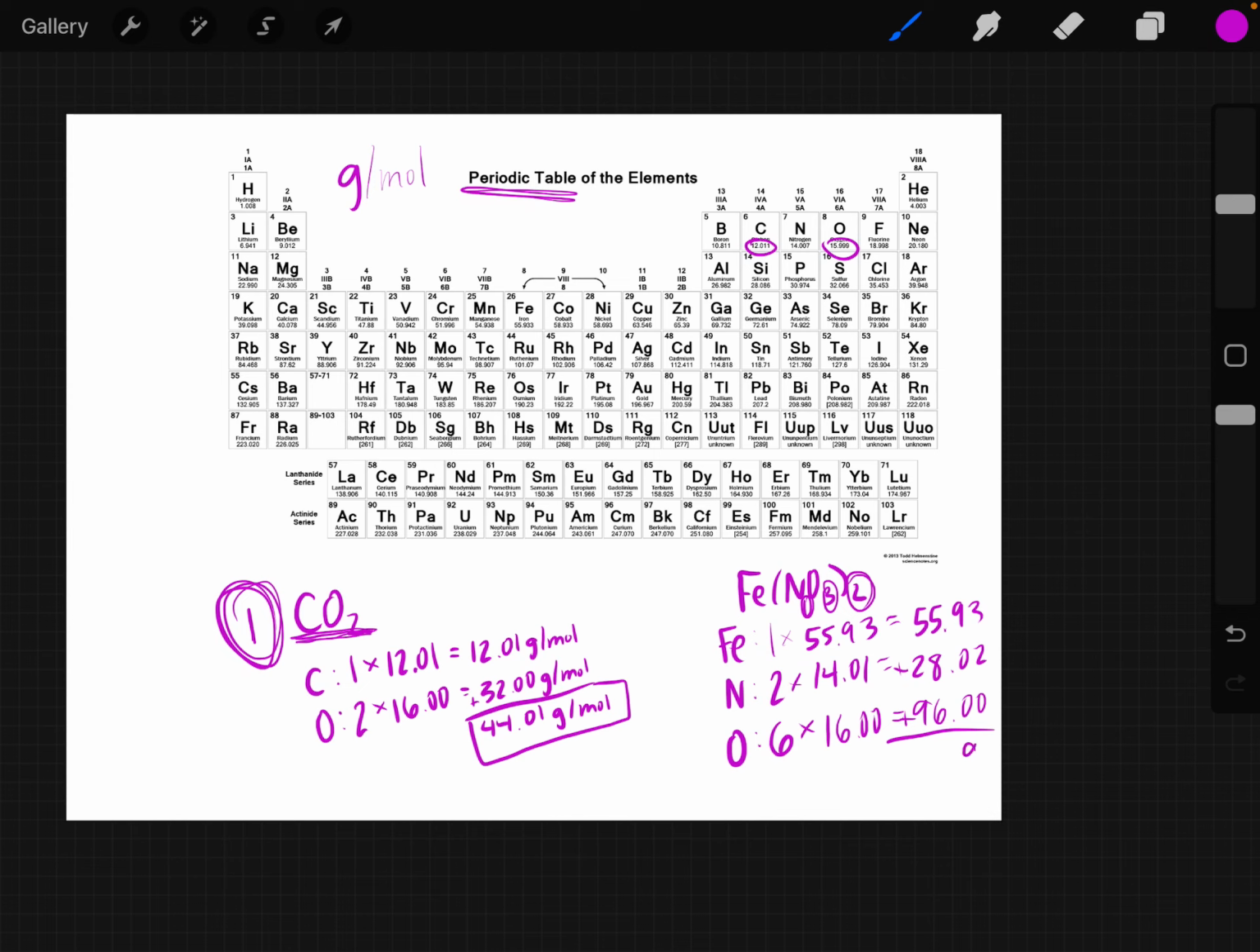I'm going to add these all together. This becomes... I could be crazy, but I think it's this. Let me just think for a second. I'm doing this in my head. Yes. I believe it's 179.95 grams per mole. If I got this wrong, please let me know because I was just doing mental math there. But I'm pretty certain that that is the correct answer.